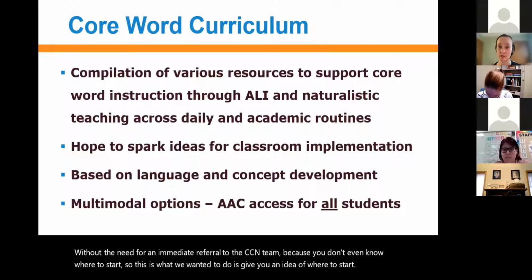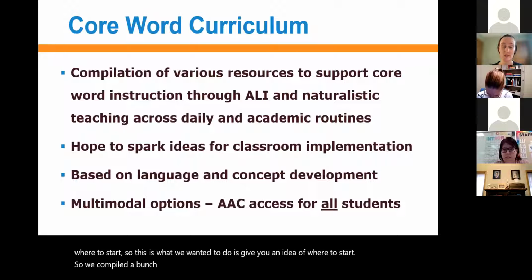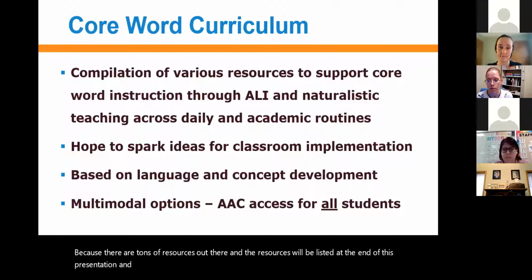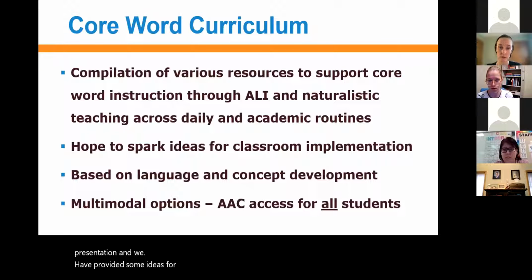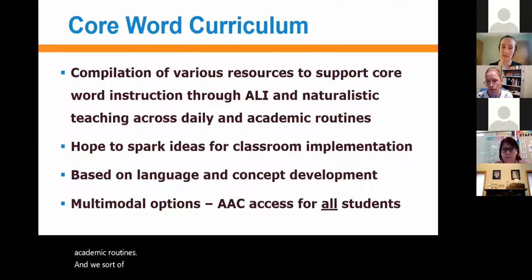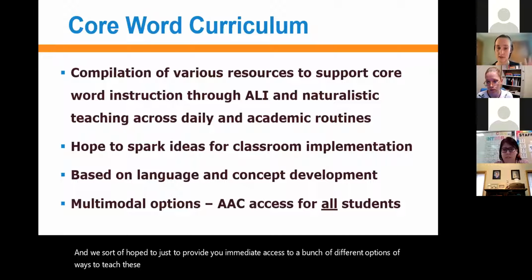So we compiled a bunch of resources, because there are tons of resources out there, and the resources will be listed at the end of this presentation. And we have provided some ideas for aided language input using core words and teaching across academic routines. We hoped to provide you immediate access to a bunch of different options of ways to teach these words for all students in the classroom.